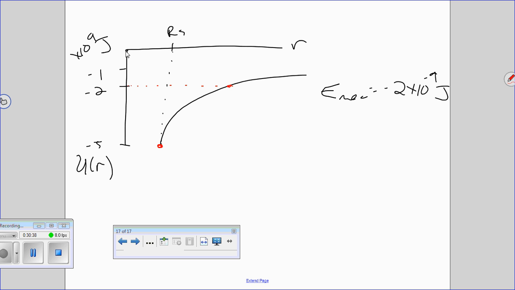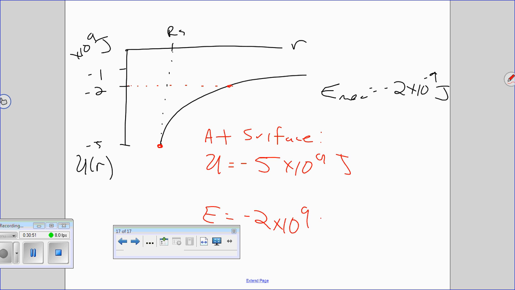We're launching it from the surface. So at the surface, our U is -5 times 10 to the 9th. Our mechanical energy is -2 times 10 to the 9th joules. So what can I right away figure out? The kinetic energy at the surface. -5 plus what is -2? Well, 3. So there's my kinetic energy at the surface. Follow?